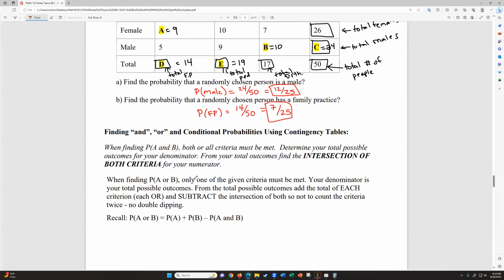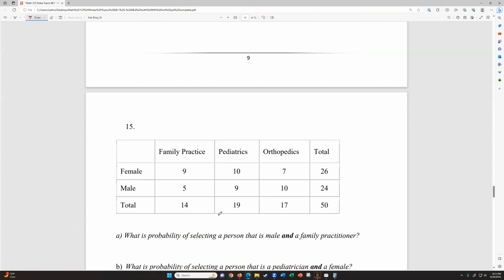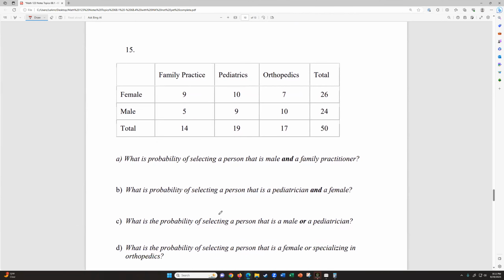When finding A or B, only one of the given criteria must be met. Your denominator is your total possible outcomes still. From the total possible outcomes, add the total of each criterion, which is our or part, and then subtract the intersection so as not to double count. Okay, so we still use this formula, but we'll have to pick out the individual probabilities for each part. All right, so let's do some of these.